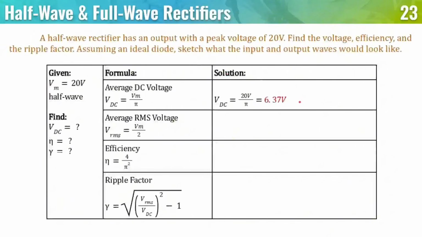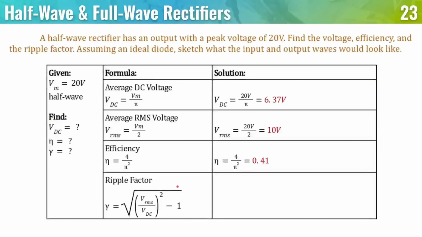So we have 6.37 volts. The average RMS voltage, root mean square, is going to be Vm divided by 2 without the square root, since this is just a half-wave rectifier. So that's going to be 20 divided by 2 is 10 volts. Now the efficiency is going to be a constant. It's going to be 4 over pi squared. So 4 over pi squared is just going to be 0.41.